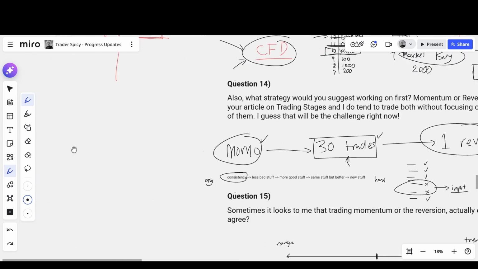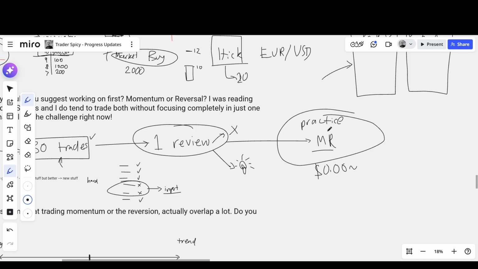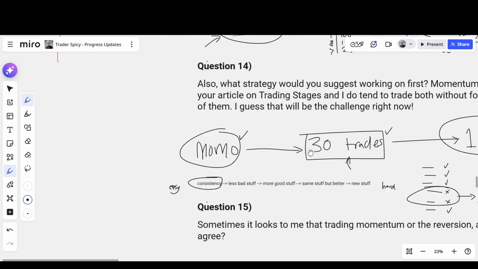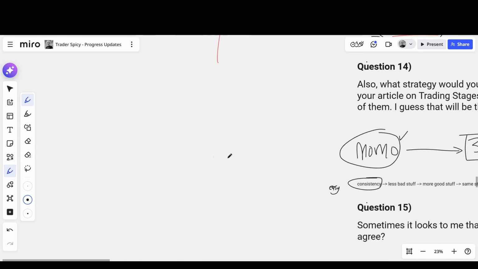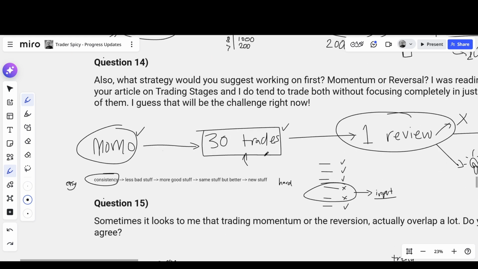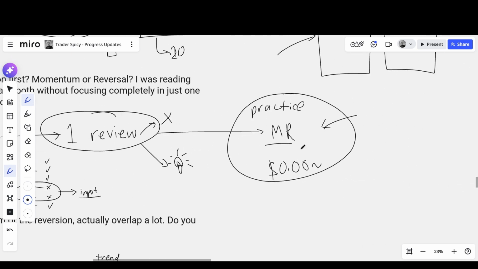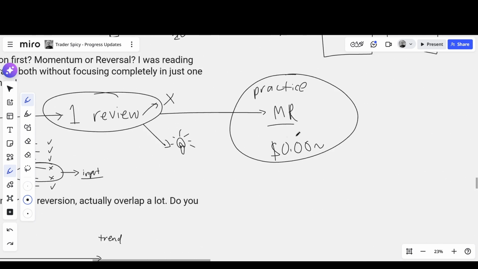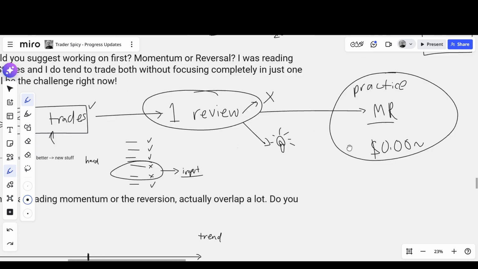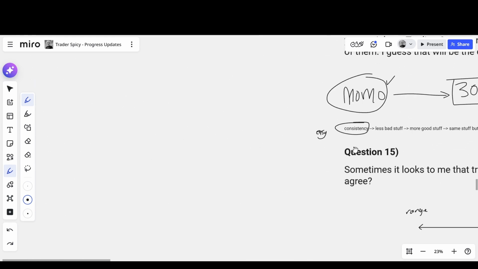Oh, and quick tip. Here's how you can get the most bang for your buck while you're practicing mean reversion. Every single time that price approaches a level and you do not want to take the momentum trade, then by default, just take the practice mean reversion trade with $0 on the line. This is the best way to do it. Okay, so example.